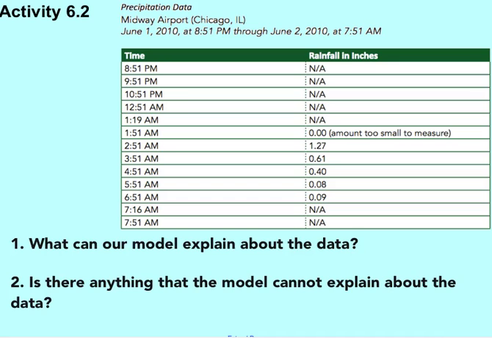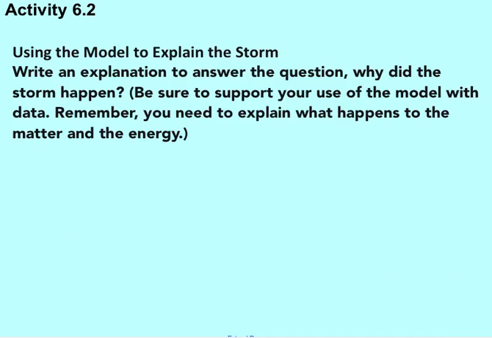All right, so you've had a chance to answer each of these questions. Now, the last thing you need to do for this activity is, using everything that you came up with, write an explanation to answer the question, why did the storm happen? Be sure to support your use of the model with the data. So now we're not only using the data, we're pulling in a model as well.